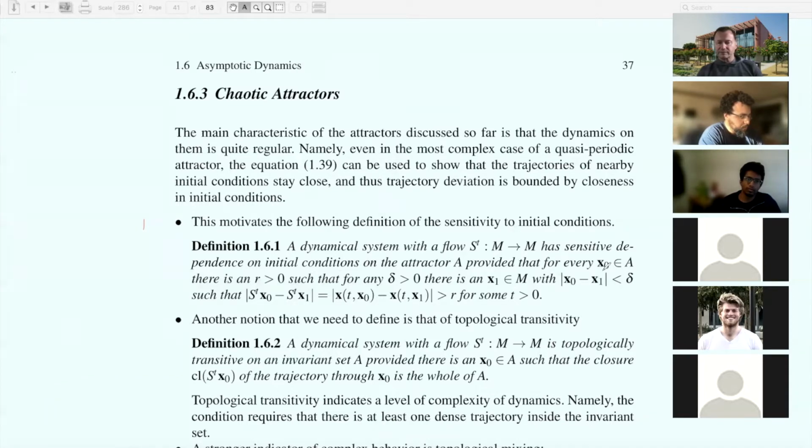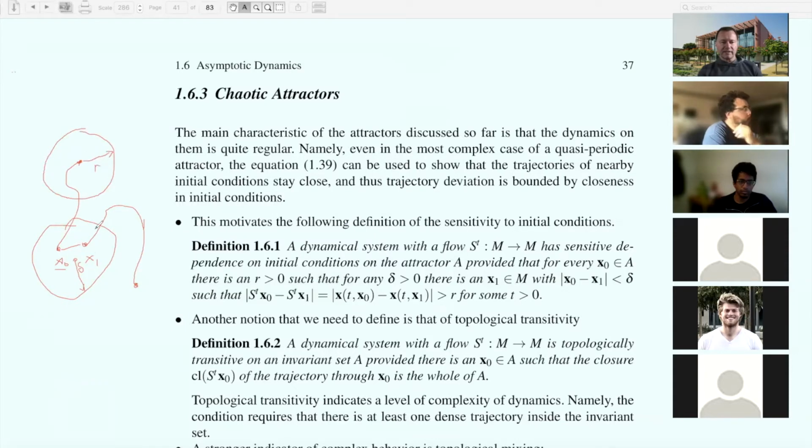The critical part is that there has to exist an r bigger than 0, and for any delta bigger than 0, such that if you start from initial condition x0, and x1 is such that the distance between x0 and x1 is less than delta, so this is a circle of size delta, then as these trajectories go, for some t bigger than 0, the distance between them is going to be bigger than r.